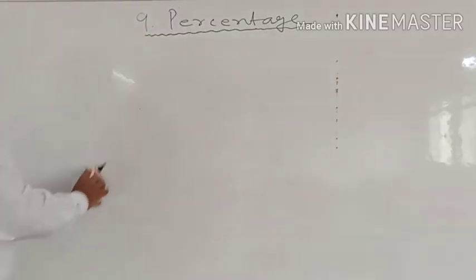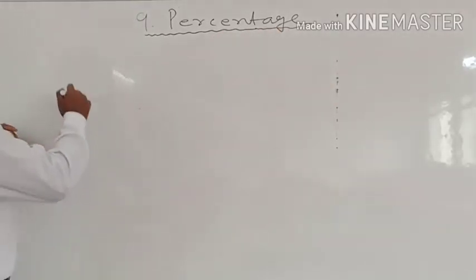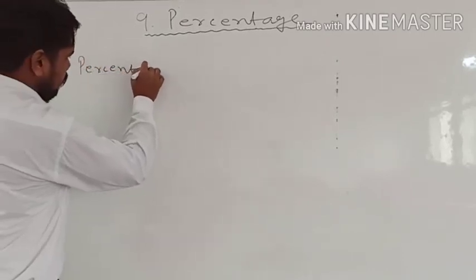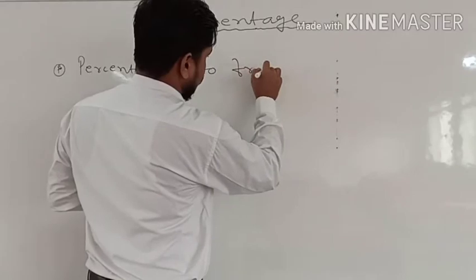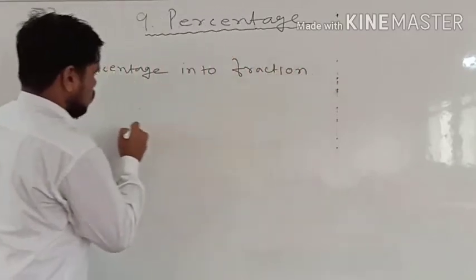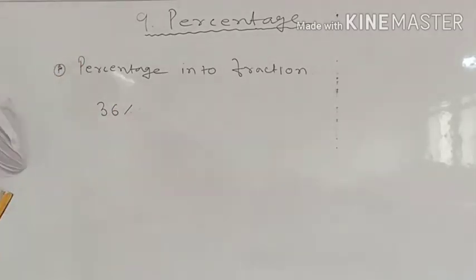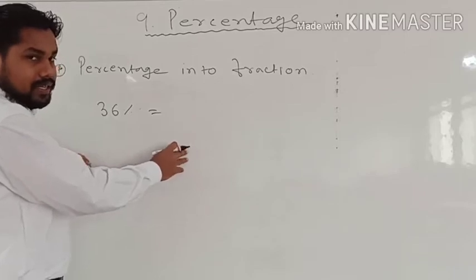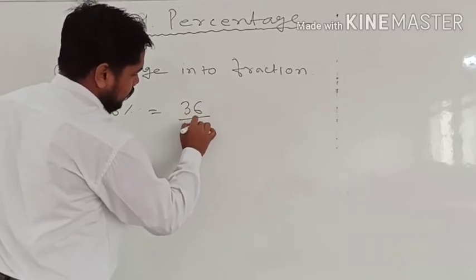Now the most important thing: how to convert percentage into fraction. So the first type of question which you may be asked is to convert percentage into fraction. Suppose 30% or 36% is given and it is asking you to convert this into a fraction. So how will we convert? 36% means 36 by 100, 36 hundreds. So 36 divided by 100.